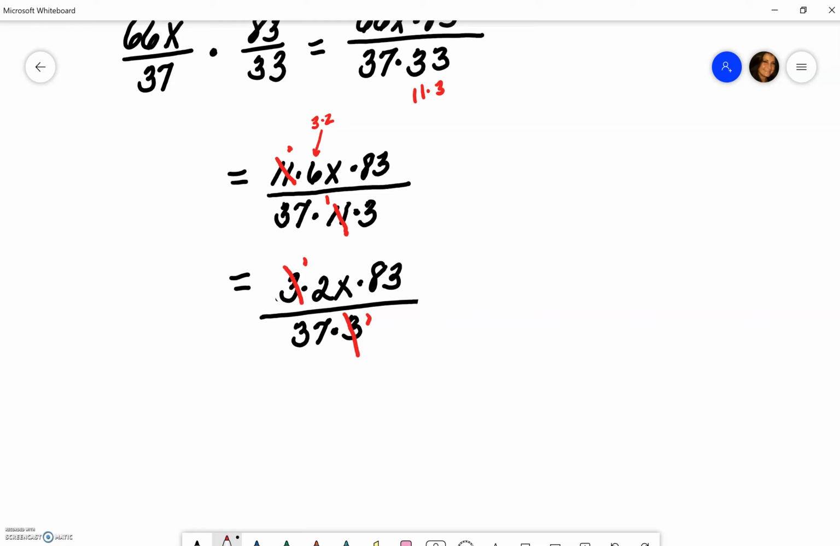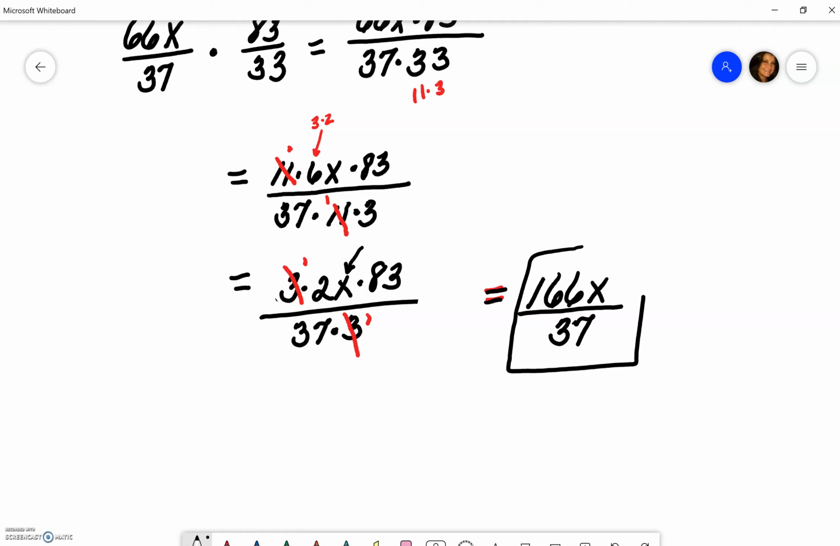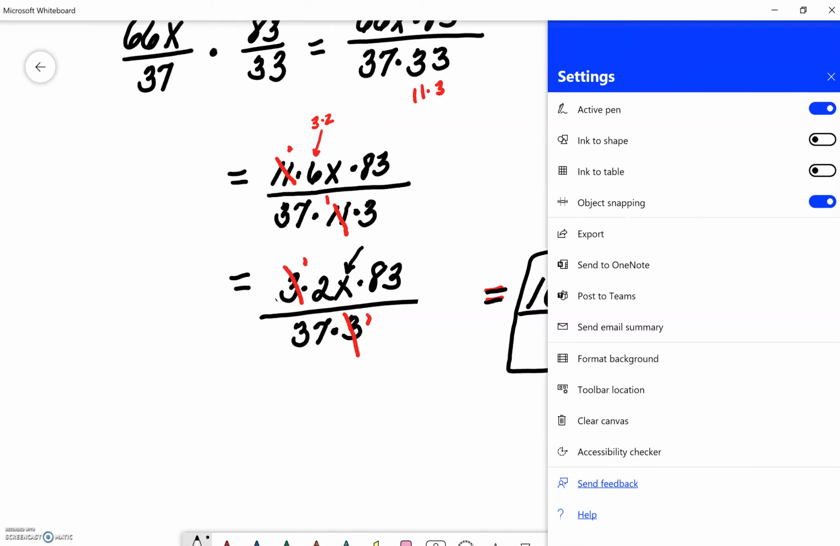So all I need to do at this point is multiply across. When you take 83 times 2, you should have the answer of 166. And don't forget the variable x. There's our x right there. Don't drop that off. And that's all over 37. And that is our final answer. The numbers won't always be that high and complicated, but it is for this particular problem, and that's number 4.